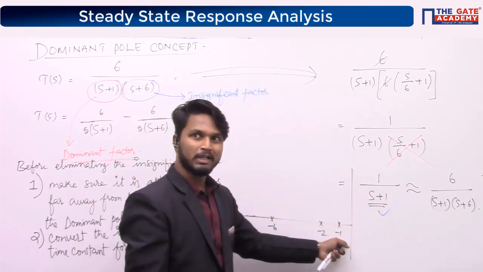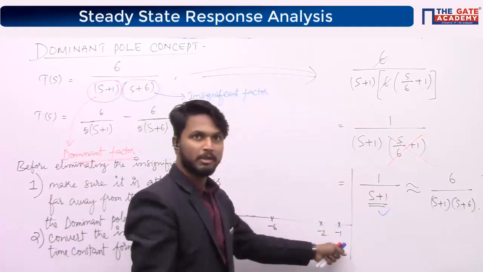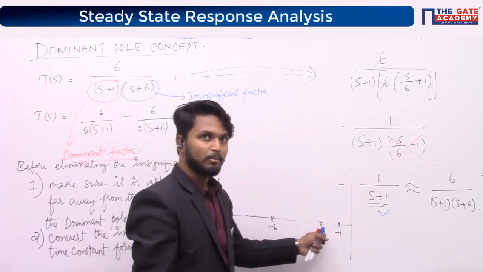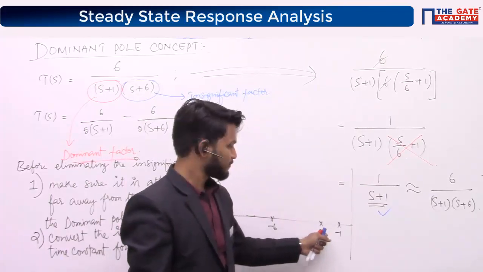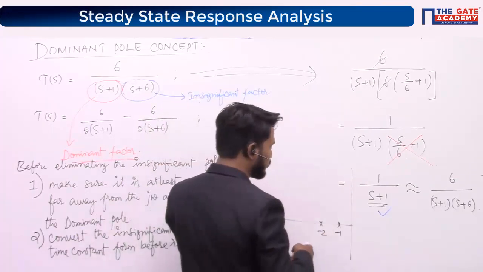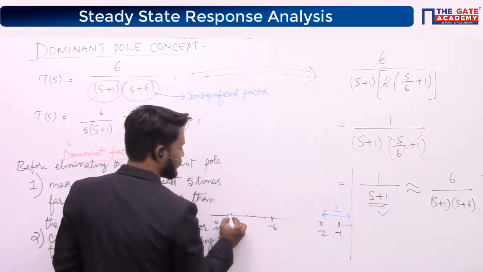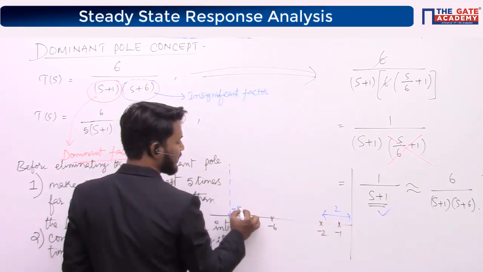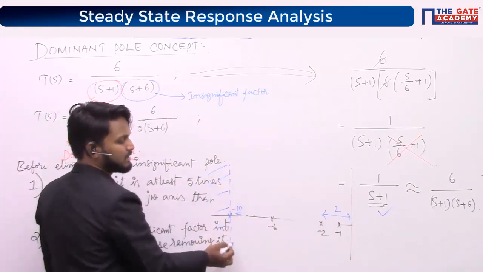So for the first pole, if the second pole falls within 5 times distance, then both will be dominant, right? So this is also dominant. So you have to consider this pole and 5 times the distance from this. See, what is its distance? Its distance is 2 units. 5 times of this distance is 10. Therefore, all the poles should have a real part less than -10 in order to be insignificant.